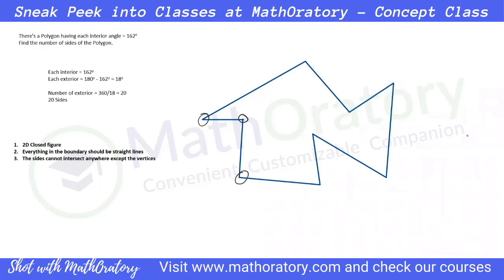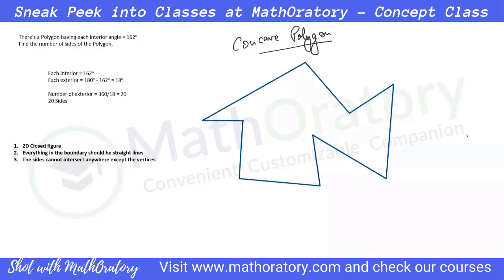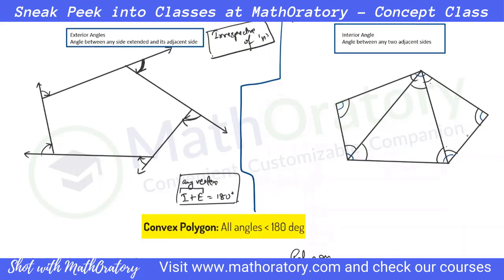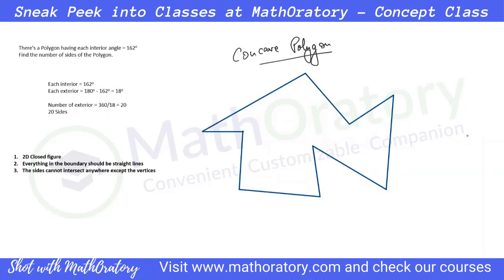In this case, by the way, this has a name. This is known as a concave polygon. A concave polygon is a polygon where at least one angle is a reflex angle, that is, anything more than 180 degrees. Only when all the interior angles are less than 180, as in the examples we took earlier, is it a convex polygon. So this is an example of a concave polygon.